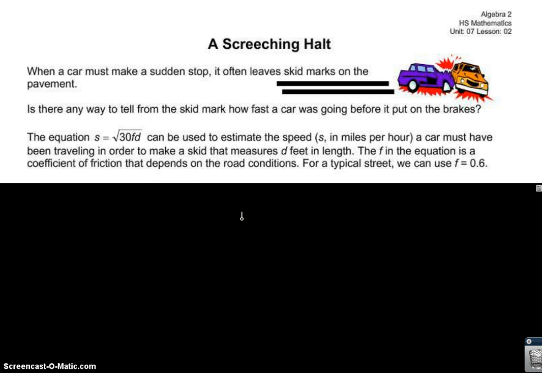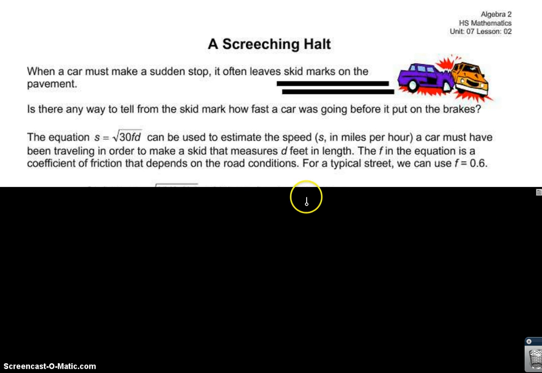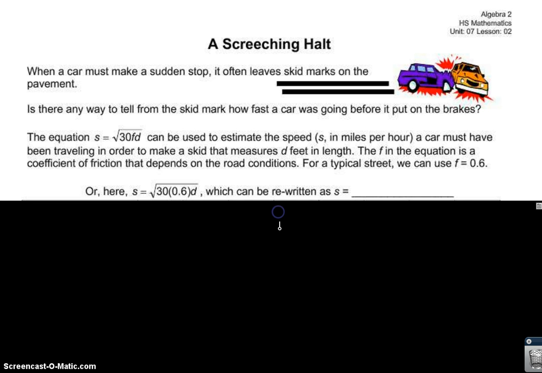The F in the equation is a coefficient of friction that depends on the road's conditions. For a typical street, we can use F equals 0.6. So what they did is they're going to place 0.6 in for F. So here, S is equal to the square root of 30 times 0.6D. And that can also be rewritten. If you multiplied the 30 times the 0.6, you would have the square root of 18D. So go ahead and write that in the blank.